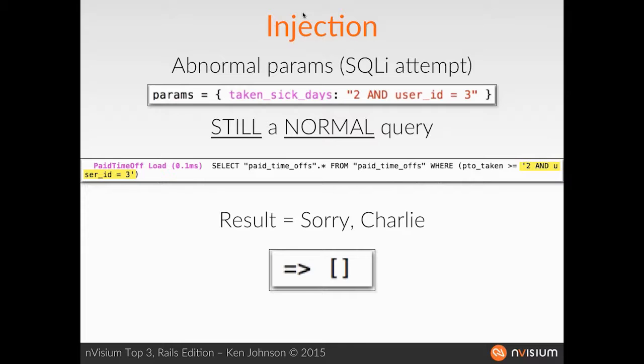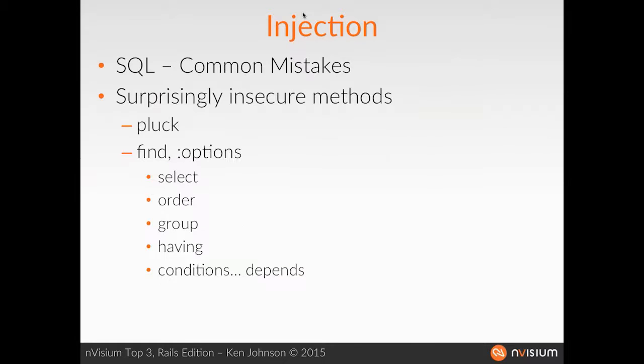However, when we do the abnormal parameter or the SQL injection attempt that we had tried earlier, look at the SQL query this time. What happens is that 2 and user ID equals 3 is encapsulated as a string object, right? And that's all. It's going to look in the PTO taken column, and it's going to say, is there a string that matches exactly 2 and user ID equals 3? And of course there's not, because the results are 2, 3, 5, stuff like that. They're all integers, so you're not going to see any of that in there. And most importantly, it's just not SQL. It's not a SQL query, so it doesn't get confused. And of course, at the bottom, you can see there's no result for that because there wouldn't be.